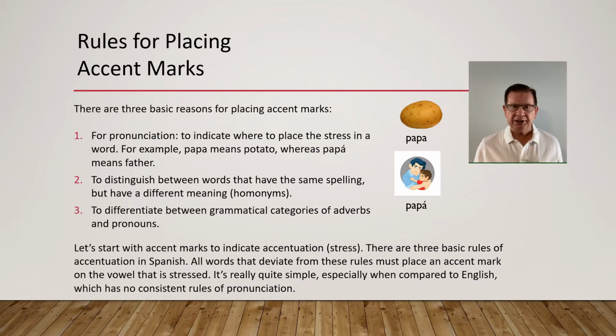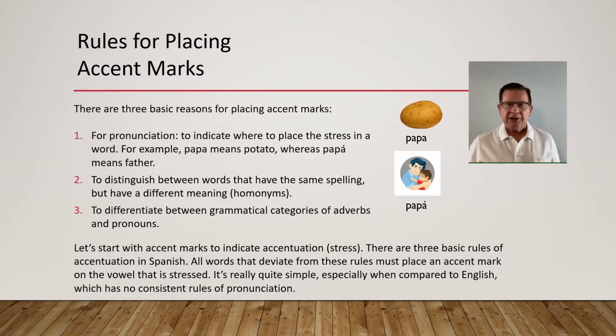Rules for placing accent marks. There are three basic reasons for placing accent marks. Number one, for pronunciation, to indicate where to place the stress in a word. For example, papa means potato, whereas papá means father. Number two, to distinguish between words that have the same spelling but have a different meaning. These are referred to as homonyms. And number three, to differentiate between grammatical categories of adverbs and pronouns.